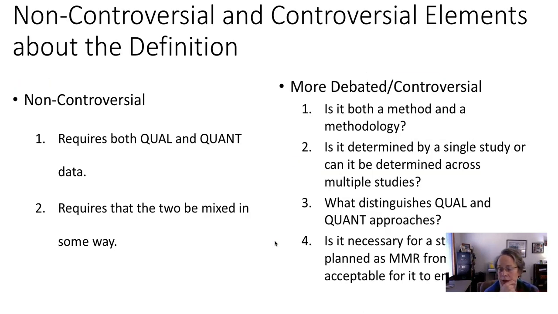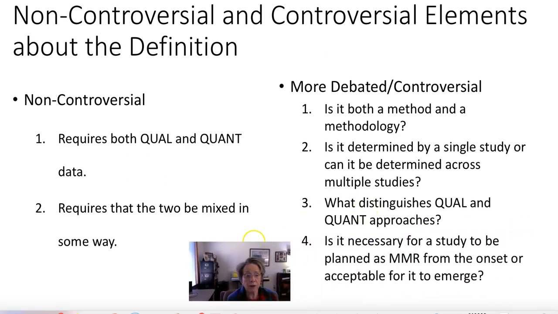There are controversial and non-controversial elements of the definition of mixed methods research. What is totally not controversial is that it requires both qual and quant data. What is also not controversial is the issue about mixing. So in anyone's definition, no matter what words they talk about, they emphasize the importance that those two are integrated in some way, if only at the conclusion stage.